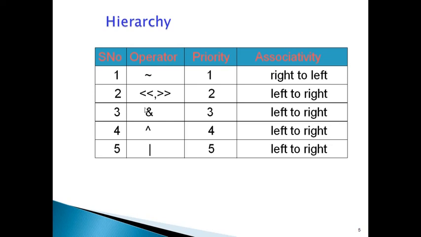This is the hierarchy of the bitwise operators. First priority, ones complement. Second priority, left shift or right shift. Third priority, bitwise AND operator. Fourth priority, exclusive OR operator. Fifth priority, bitwise OR operator.